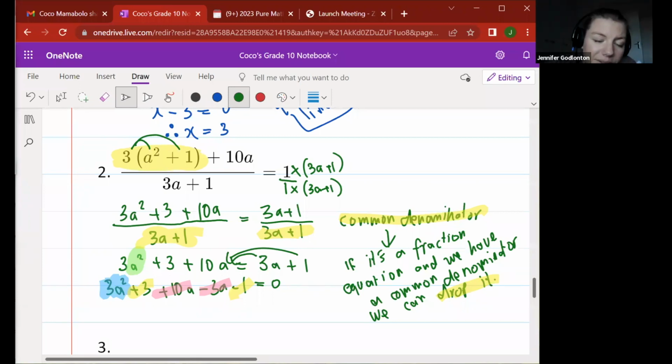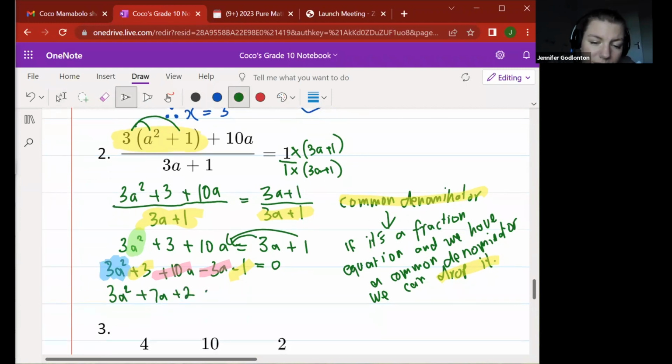So we're going to have 3a squared plus 7a plus 2 is equal to 0. And then we're going to need to factorize that. We're going to need to think about our little cross. So we're going to have 3a and a. We're going to have to have a 2 here because that 3a times 2 is going to give us a 6a. And then we would have a 1.